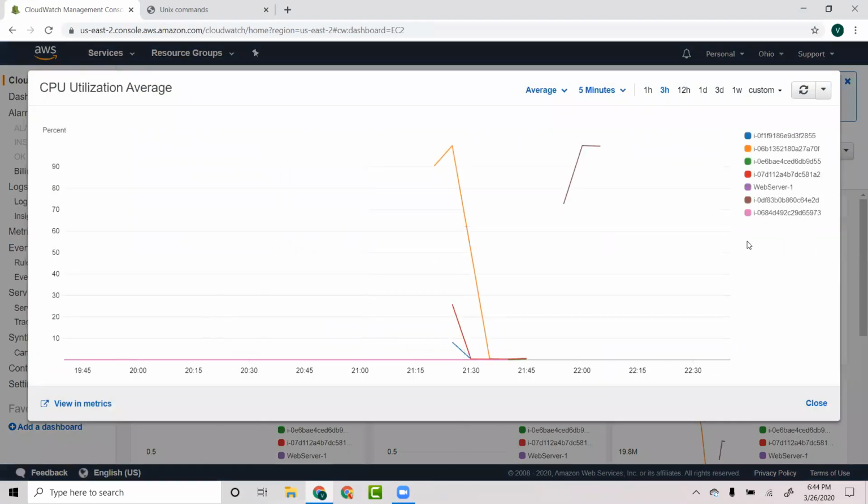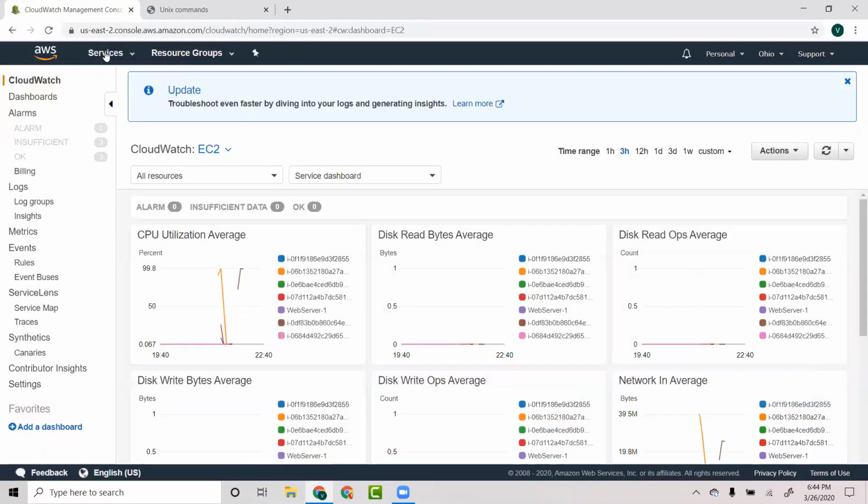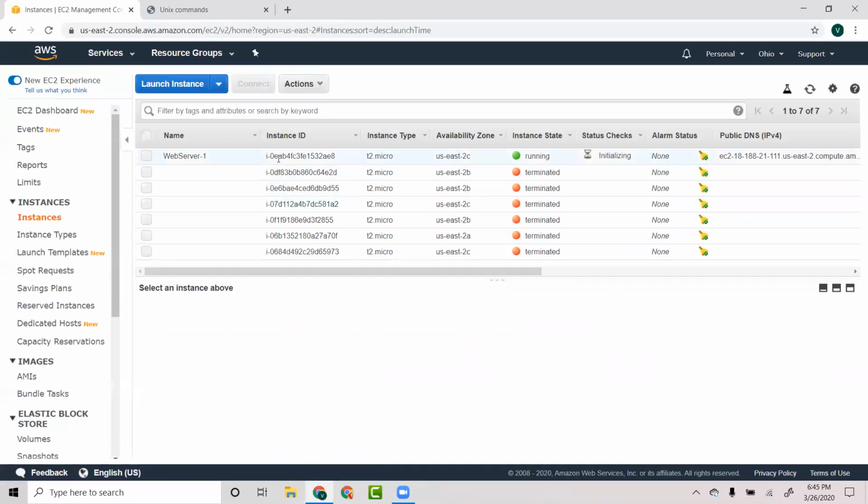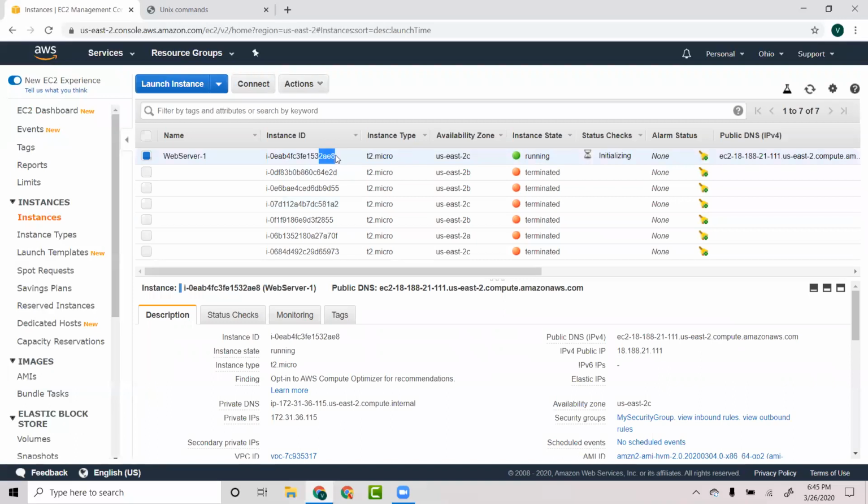And what's the instance ID that we are looking for? 4E2D. Let me go and get that. Okay, the web server one, right? It was there. Oh, it was there? Yeah. Okay, so this is my instance ID.